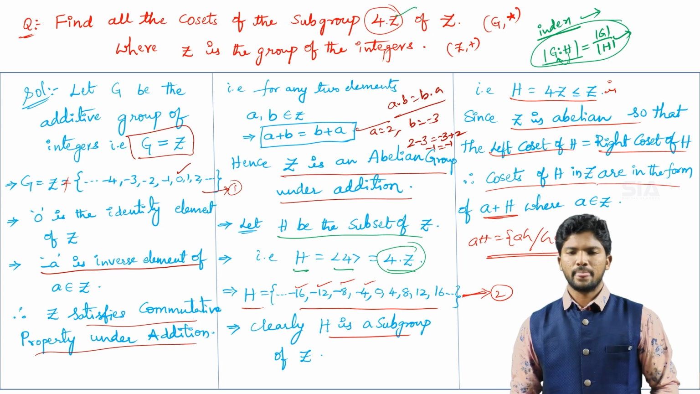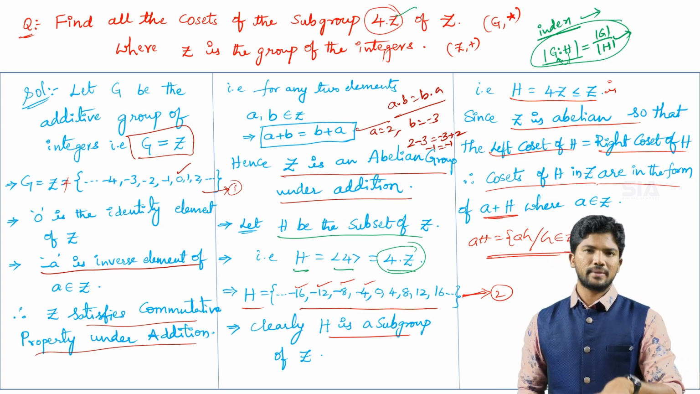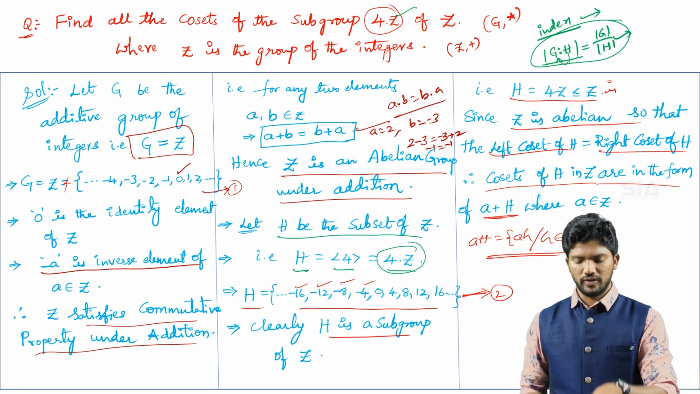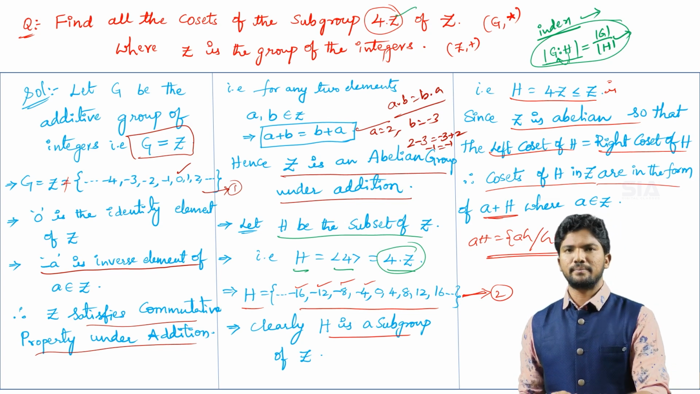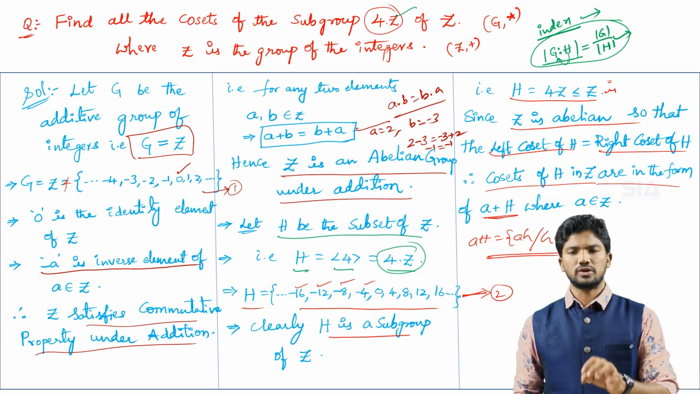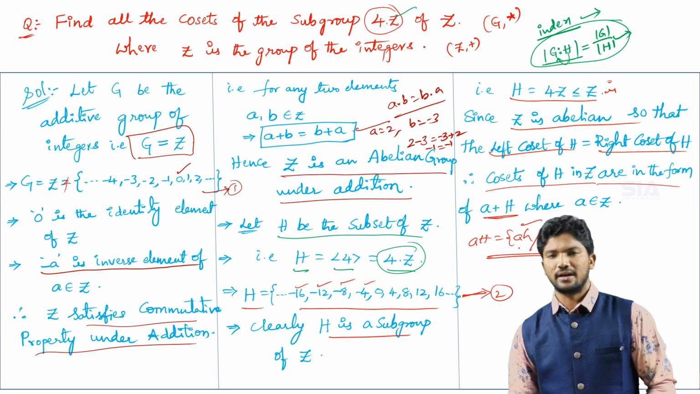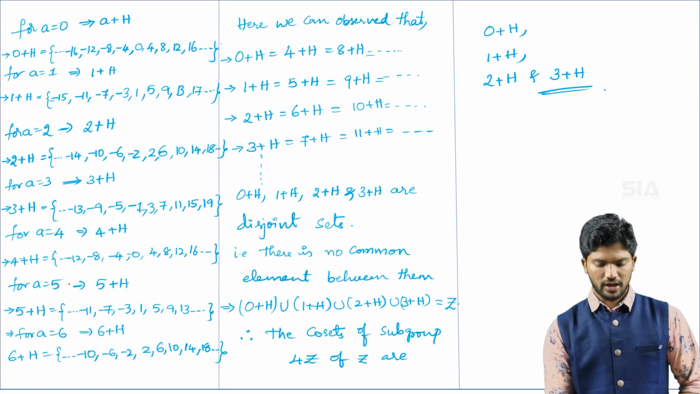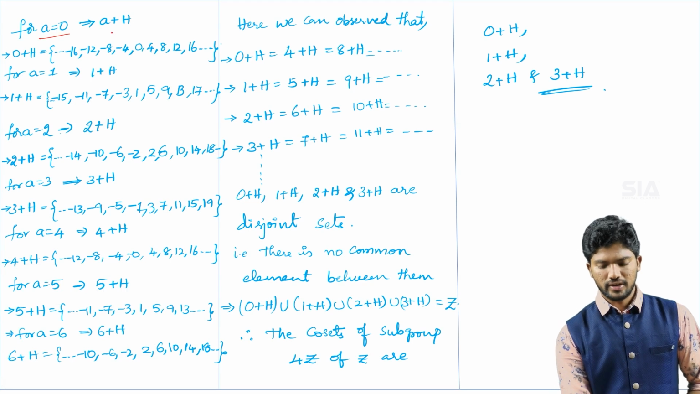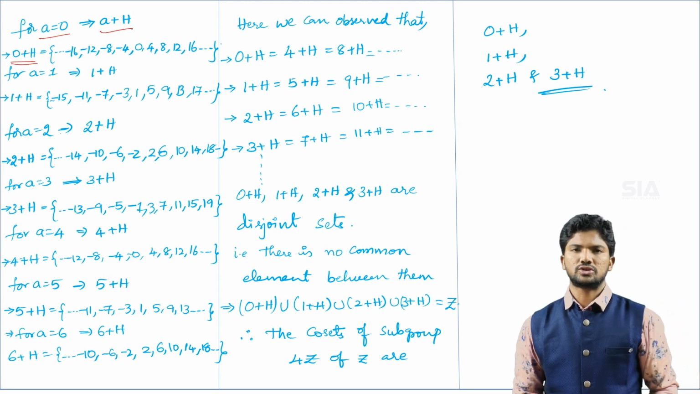But what are we writing? a plus H. Why? Because here the group is the group of integers, and we are working with respect to addition. That's why we write a plus H. If they give a multiplication group, you can go to a into H. Now small a belongs to the integers. So for a equal to 0, you can write 0 plus H; in place of a, you substitute 0.